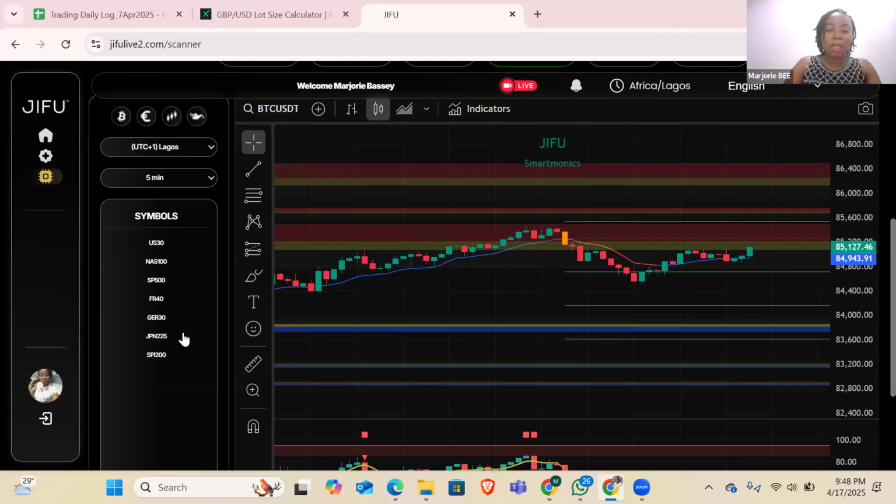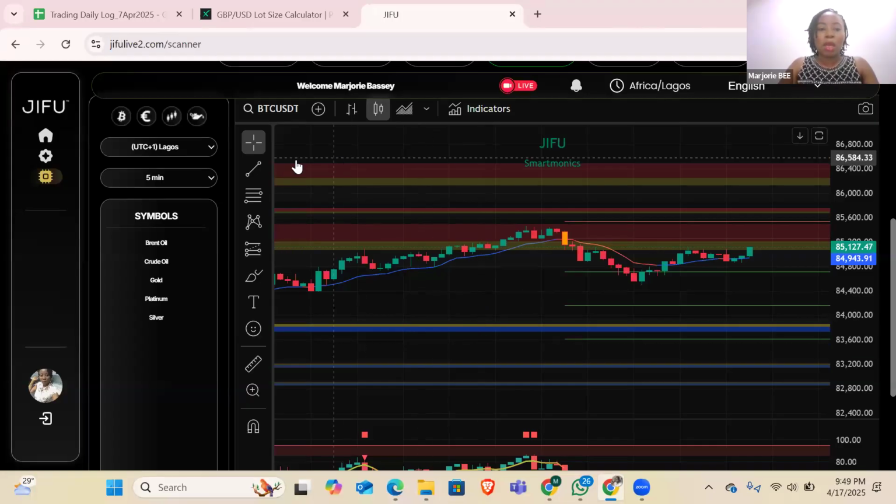So if you trade indices, this is where you find it. And then the last one there are oils and metals. This is where you have gold. If you trade gold, this is where you also have crude oil, US oil. So this is where you find them.